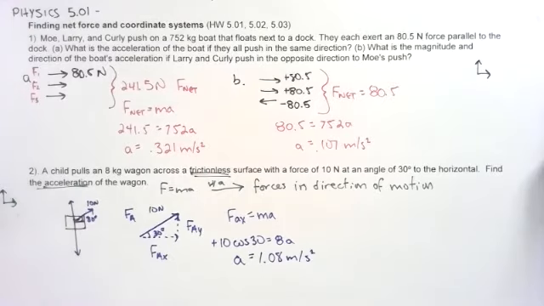Now, I want to point something out. You might be looking at this free body diagram and saying, you drew that wrong because your weight vector and your normal force aren't equal and opposite. No, but my vertical forces are.